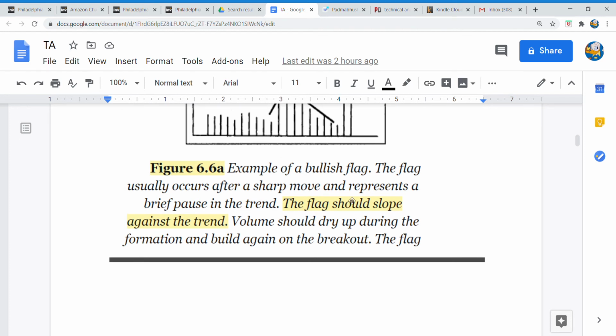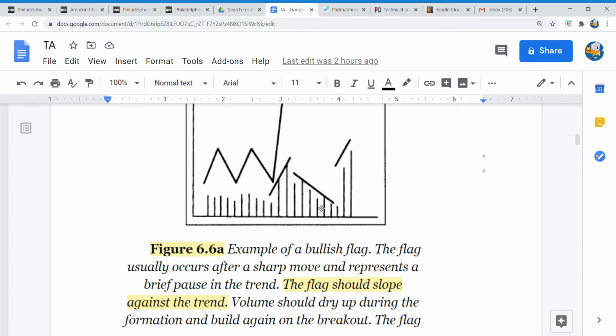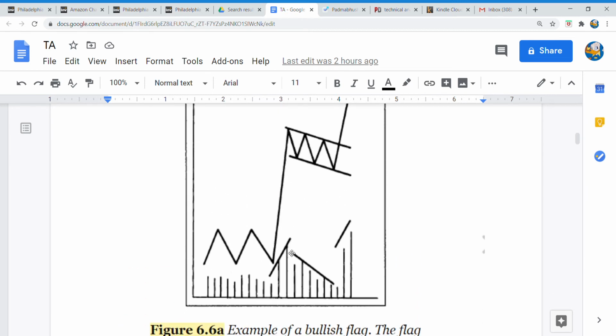Example of a bullish flag. The flag usually occurs after a sharp move and represents a brief pause in the trend. The flag should slope against the trend. So this is a flag.